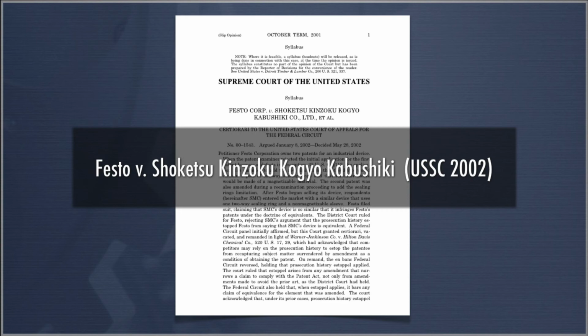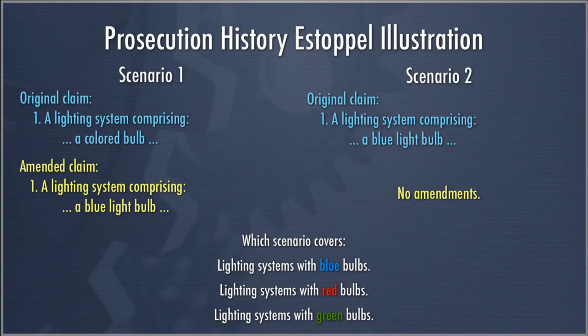is sort of the culmination of the debate that I've set up in scenario 1. The Federal Circuit, post-Warner-Jenkinson, started using prosecution history estoppel as one of these ways of limiting the patent Doctrine of Equivalents in a significant fashion.